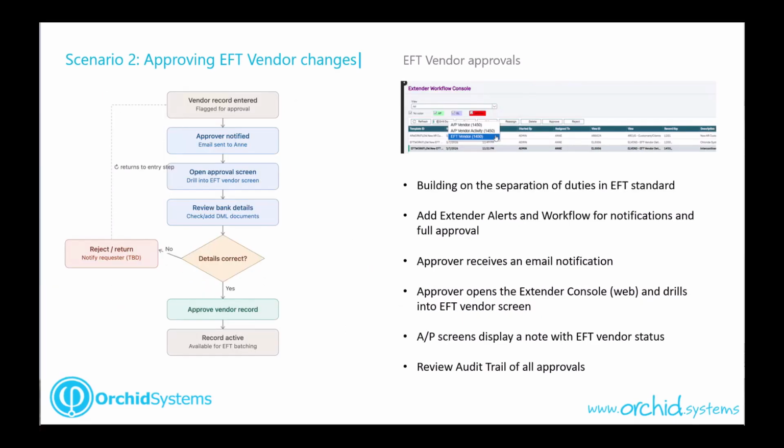And this is what we're going to have a look at now. Building on the separation of duties in EFT processing, we're going to add Extender alerts and workflow for notifications and full approval process. The approver is going to receive an email notification when the change happens. The approver can then drill down from the Extender web console to the EFT vendor screens to check the details entered and check against the documentation provided. And then we can also review the notes on the AP screens for the vendor status before and after the approval. And also we can see the audit trail of all the approvals done.